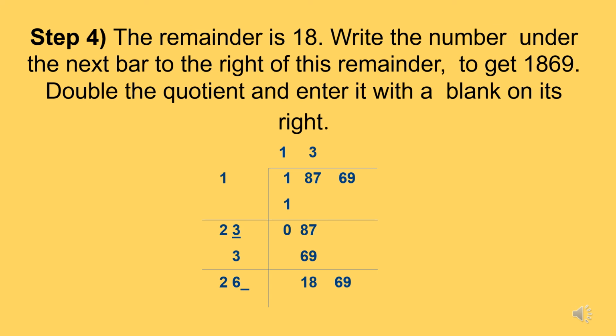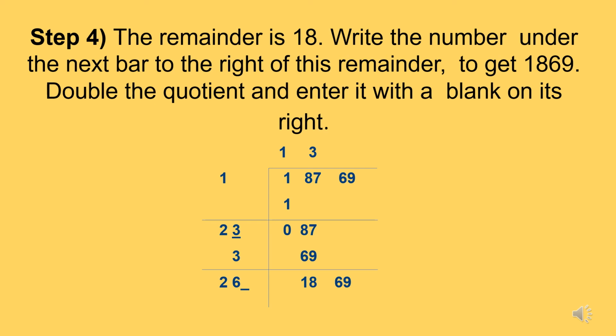Now, after finding the remainder, it is a very important thing to do: bring the group down. Now the last group left out is 69. So the number formed with the remainder 18 is now 1869. Now it's time to decide the divisor again.